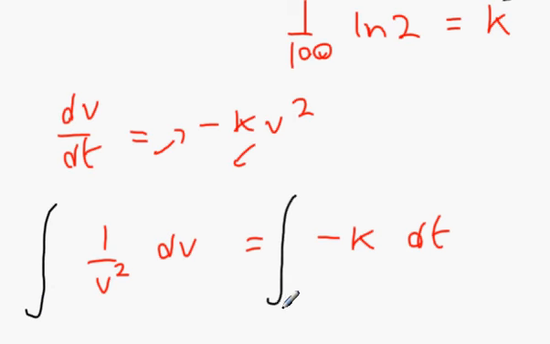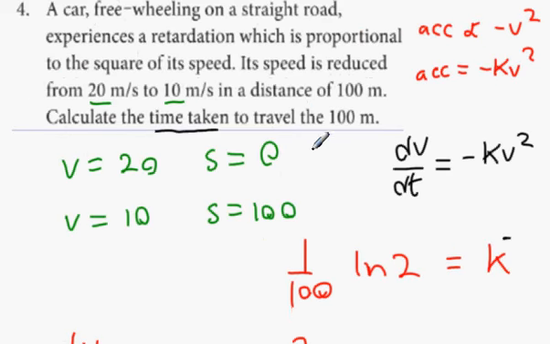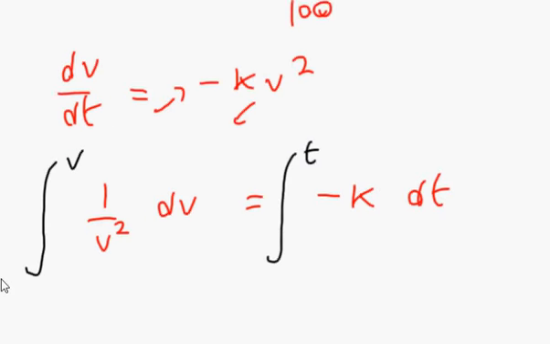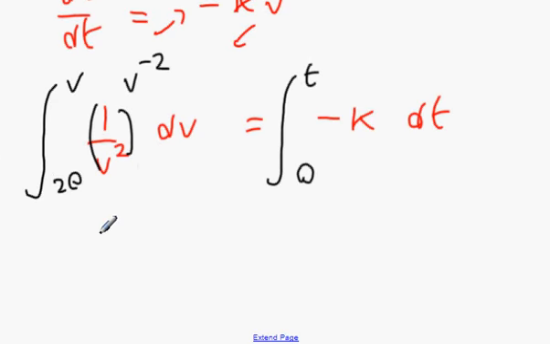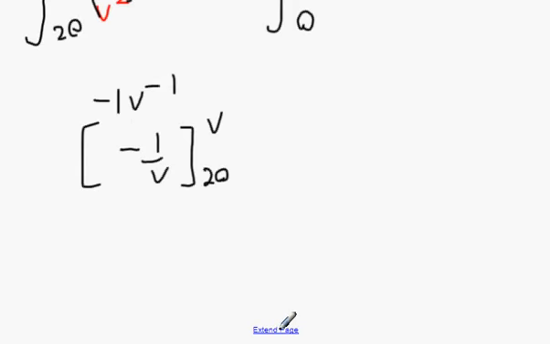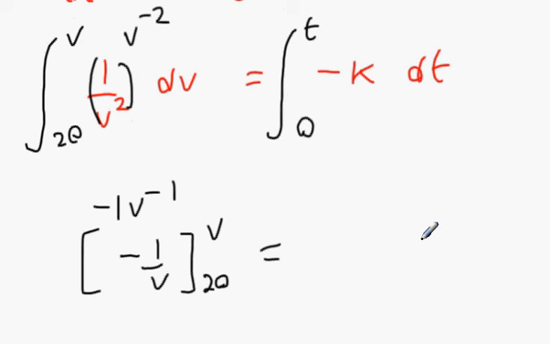The hardest part now is figuring out what limits to use. We're probably going to use v on top, t on top, because we want v in terms of t. The only thing we know for certain is that when v is 20, it's the start of the question. That means t equals 0. So we're going to use t and 0, when v equals 20, the time equals 0. Integrate both sides. Remember, 1 over v squared is v to the minus 2, so we're integrating v to the minus 2. What we should get here is minus 1 over v, from v to 20, equals, now leave out your k value to the end. k is very complicated. It's best just to carry it as one letter until the very end of the question. So we get minus kt from t to 0.